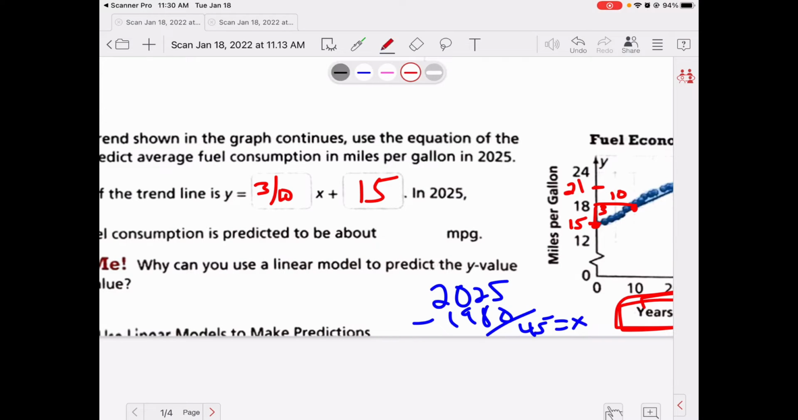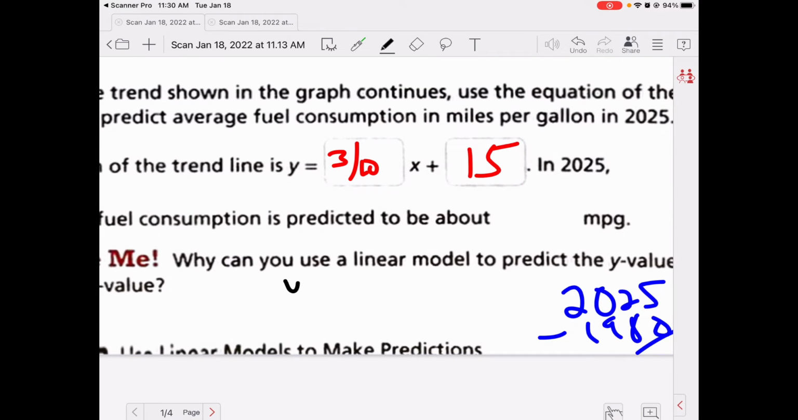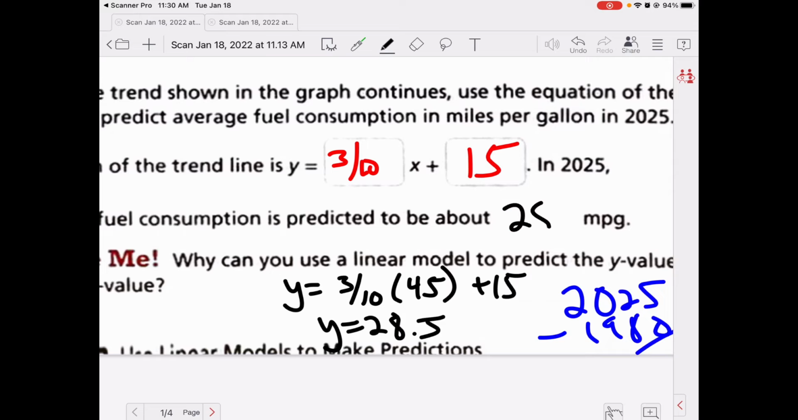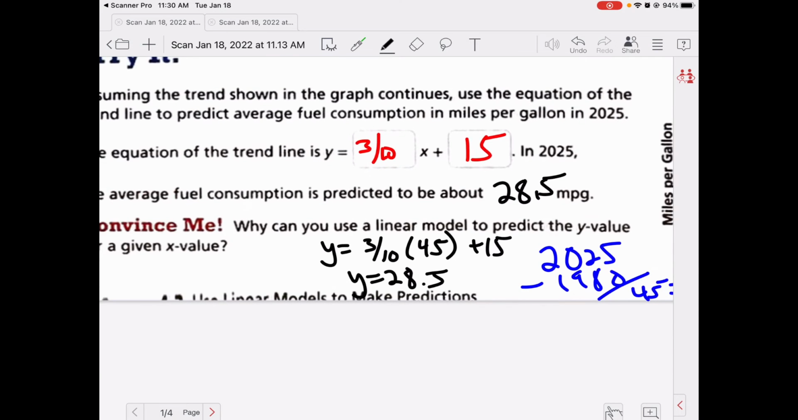So then I'm going to go ahead and plug that x value in. So we have y equals 3/10 x, which is 45 now, plus 15. And you can just go ahead and type that whole thing in the calculator. So I'm going to do 3 divided by 10 times 45 plus 15. And that gives us a nice 28.5. Okay, so the fuel consumption would be 28.5 miles per gallon.